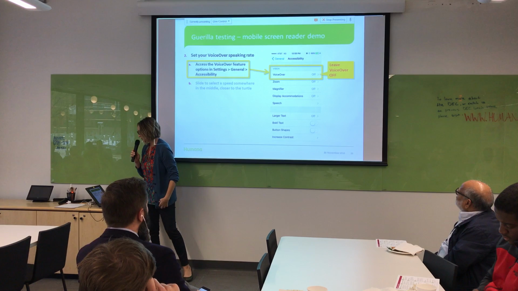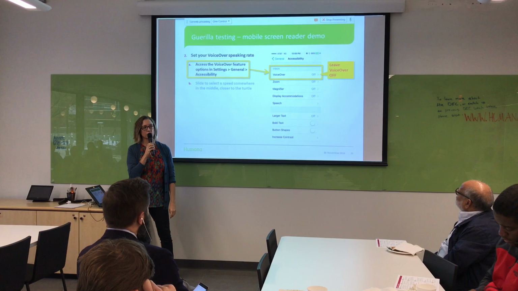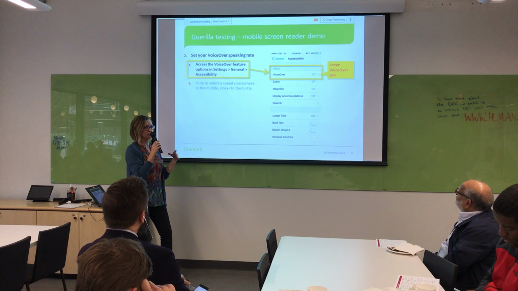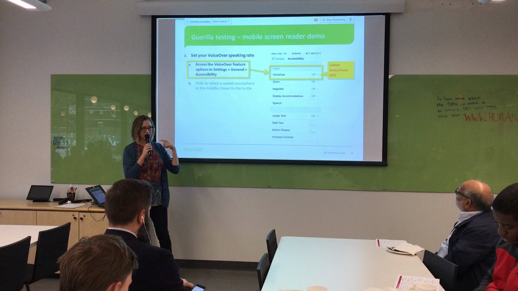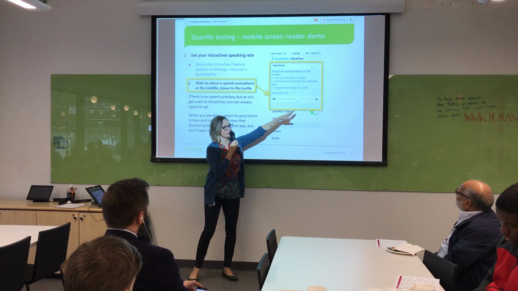Okay. Now it's going to be tempting, but don't turn the VoiceOver on yet. So you need to turn the feature on to set your speaking rate. People who use screen readers can hear them so much faster than we can. It's like, I'm going to date myself with the Evelyn Wood speed reading, people that could read super fast. People that use screen readers can hear so fast. So let's just dip our toe in the water, click on that feature, and then set it somewhere between the tortoise and the hare, kind of in the middle.